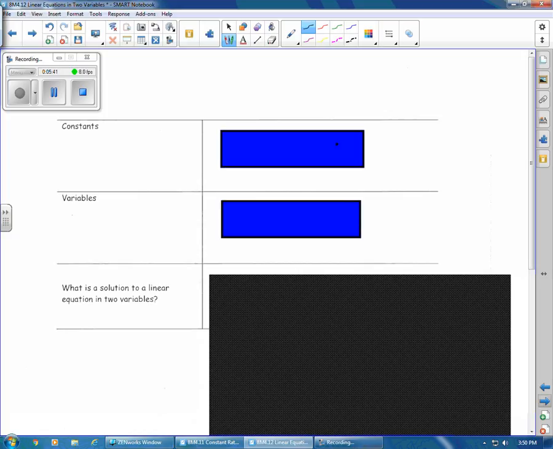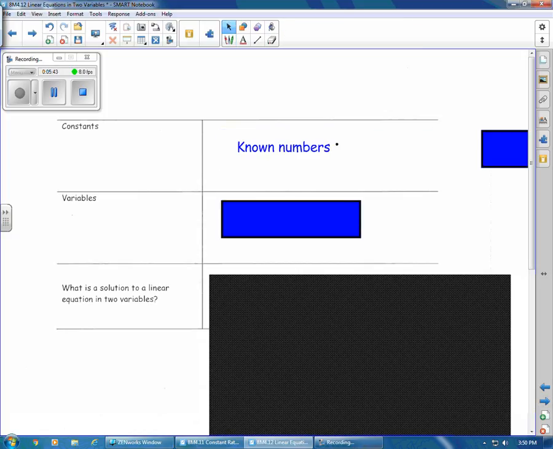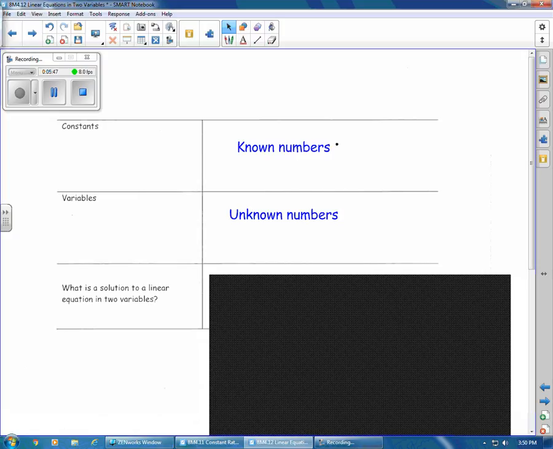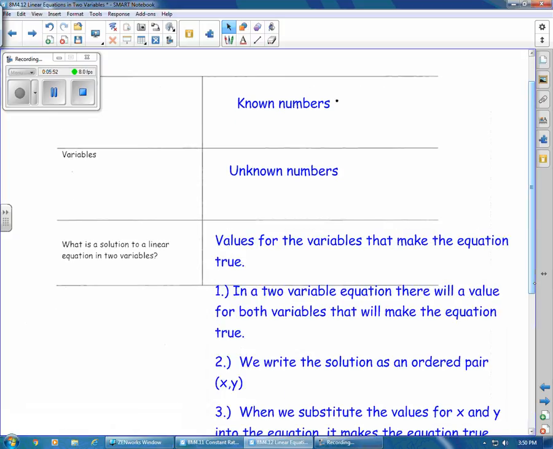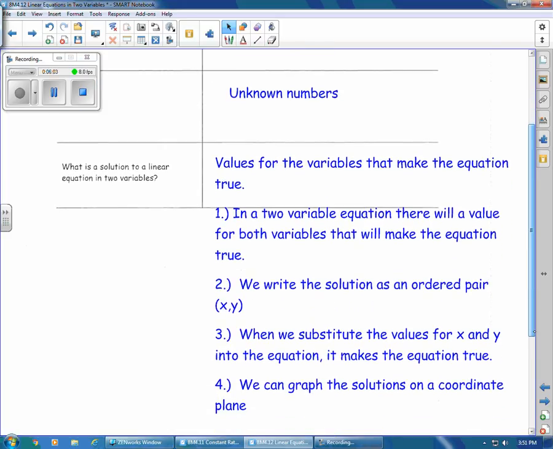Constants are known numbers. Variables are unknown numbers. So let's talk about what a solution is to our linear equation. Solutions are values for the variables that make the equation true. There are a number of different points that I want you to know about solutions.